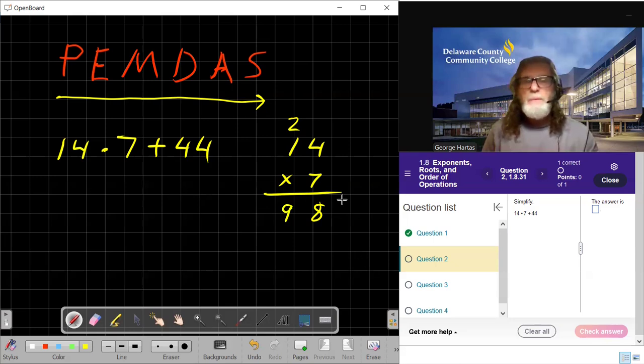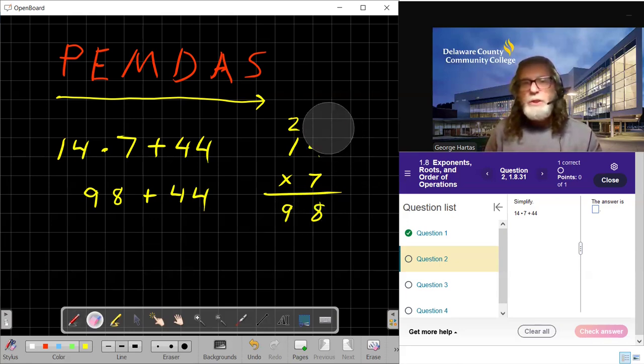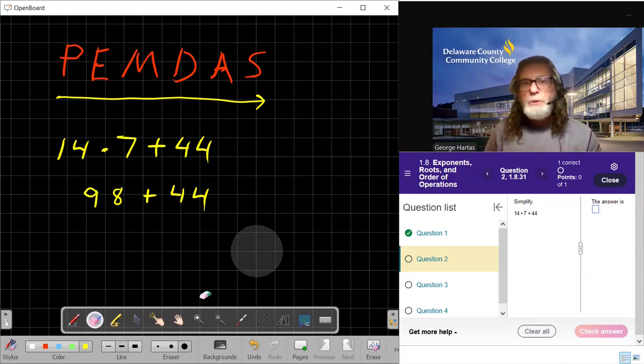Okay, 98. So 14 times 7 is 98. So this part here is 98. And then you bring down the plus 44. Okay, so do it in multiple steps. Don't try to do everything in one step. Use multiple steps to solve these kinds of problems. So now we're going to add these.